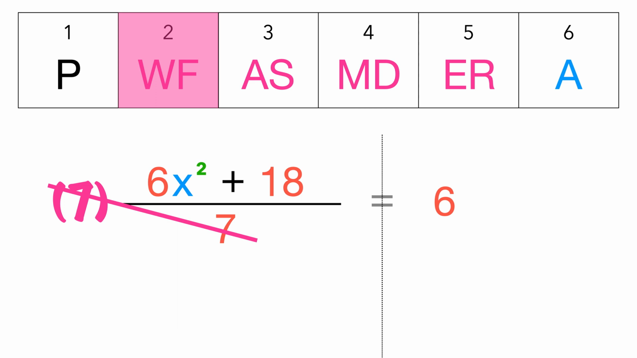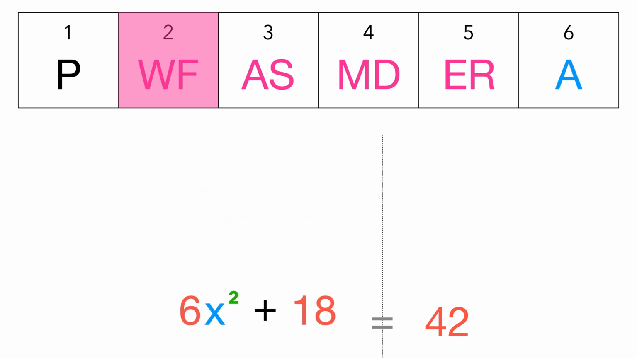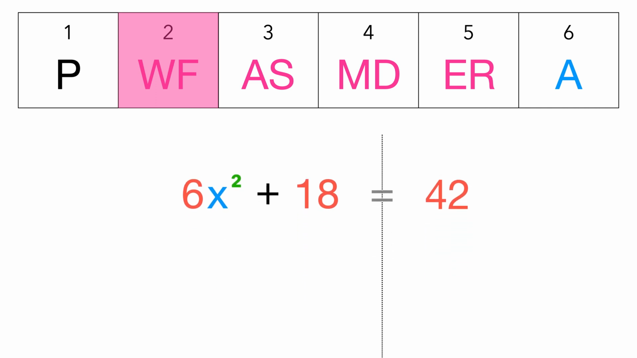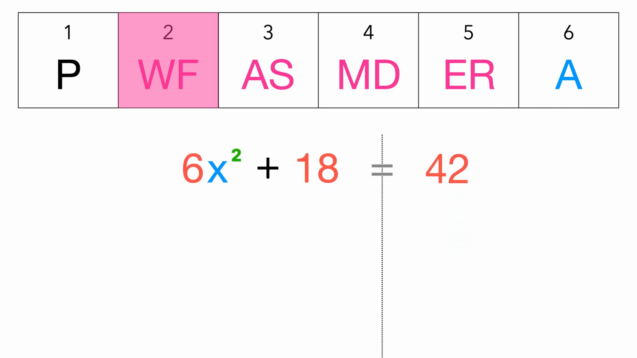So now we're going to go on the other side, 6 times 7. And we'll write below, 6 times 7 is going to be 42. And then on the other side, we canceled out our whole side fraction. So now we can just drop our 6x squared plus 18 down there. And so again, rewatch that part if you need to see how we eliminated the whole side fraction. And now we have a much easier problem to deal with.